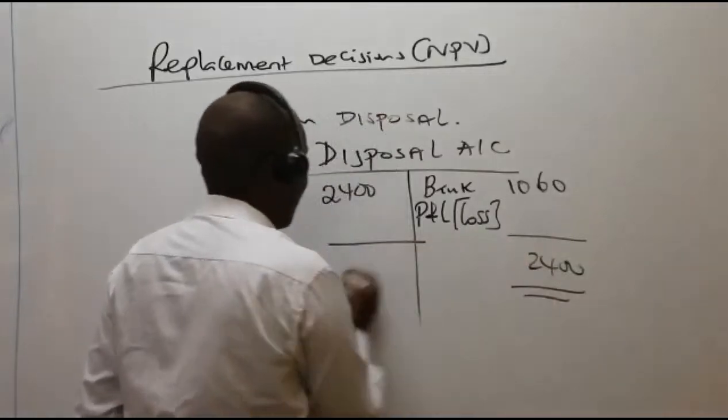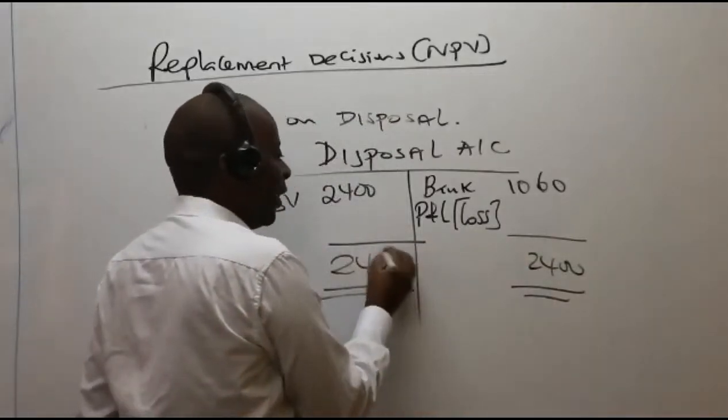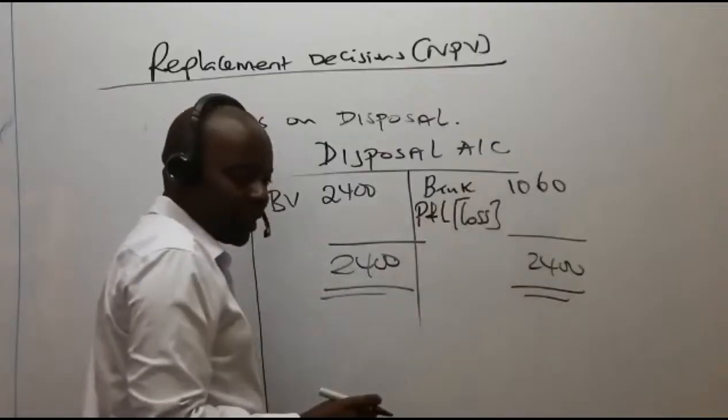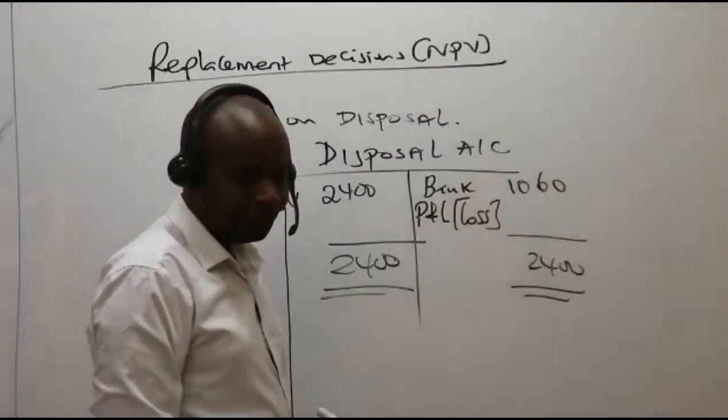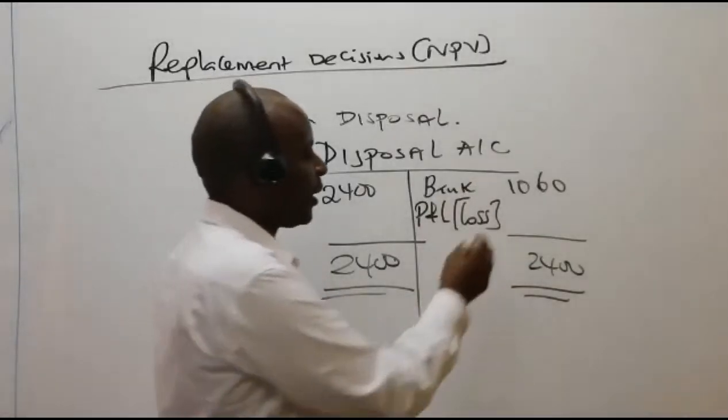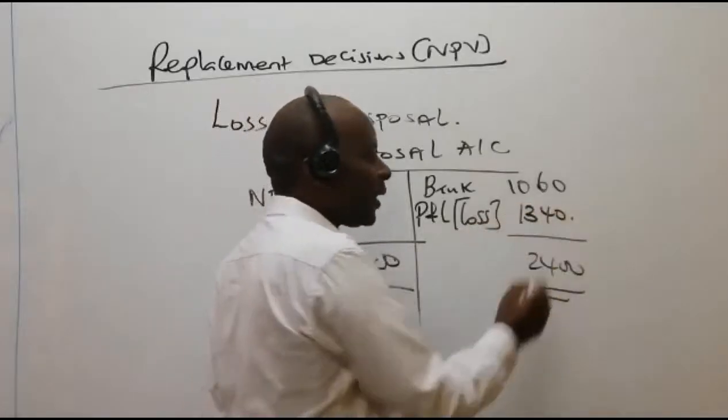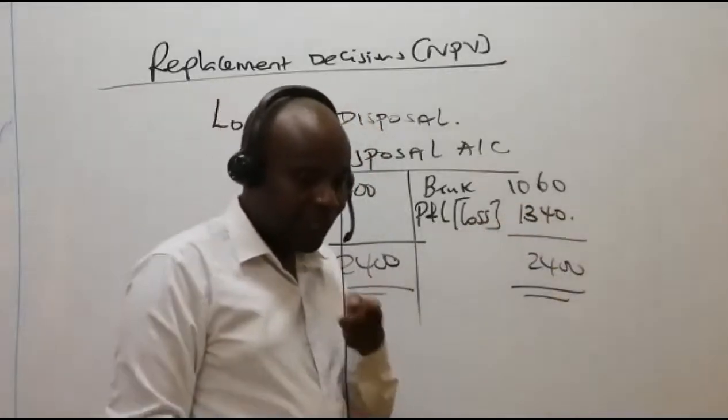2,400 is the bigger value. So what is 2,400 minus 1060? Somebody tell us the figure here. 1340. You can see the mistake that Nelly has already done up there.